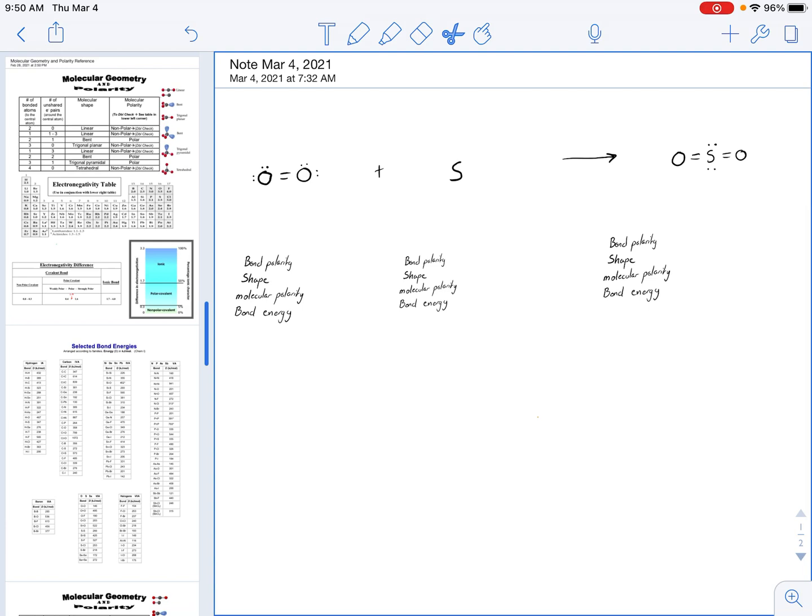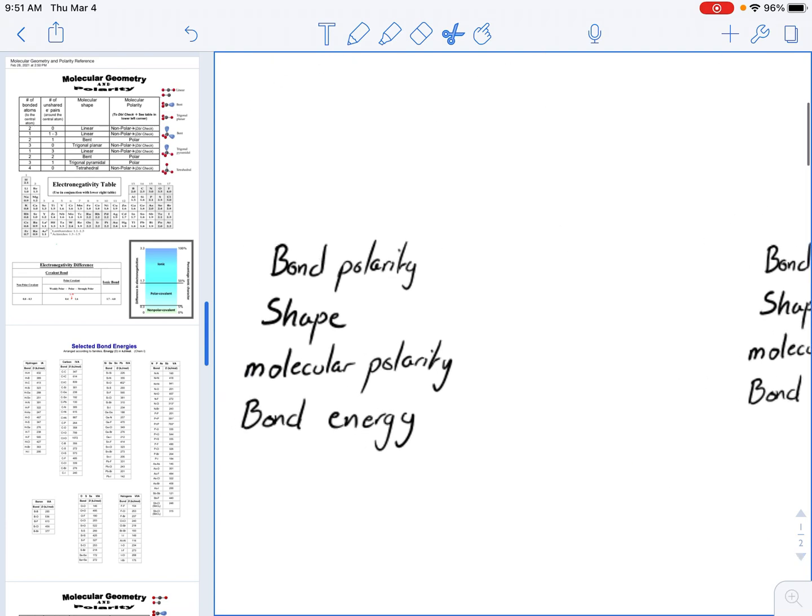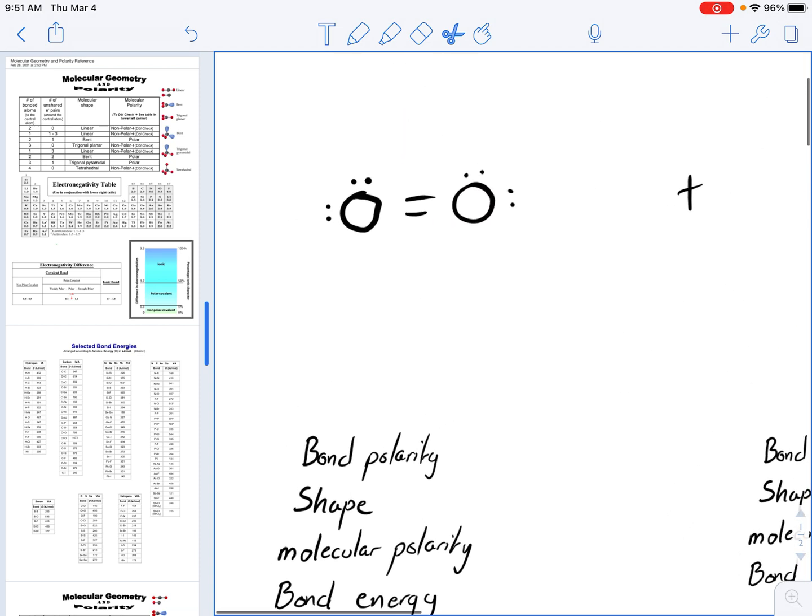So we're going to be looking today at how to do each of the steps for bond energy, bond polarity, and molecular polarity. So I've got an example here. We've got O2 plus S gives SO2. So this is oxygen plus sulfur giving us sulfur dioxide. We've got to do these four things. We've got to find out the bond polarity, the shape of our molecule, the molecular polarity, and then the bond energy. So let's start off with the bond polarity.